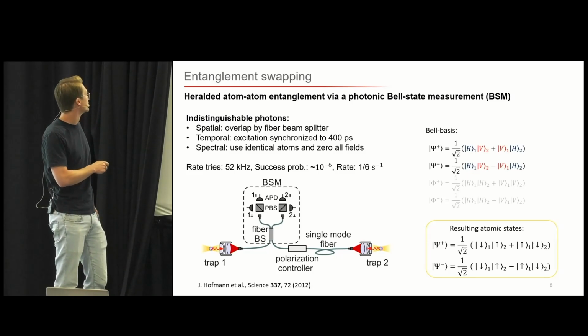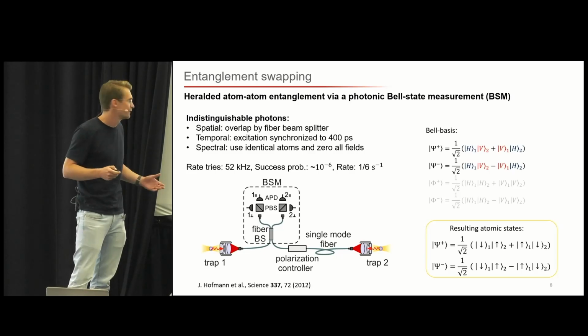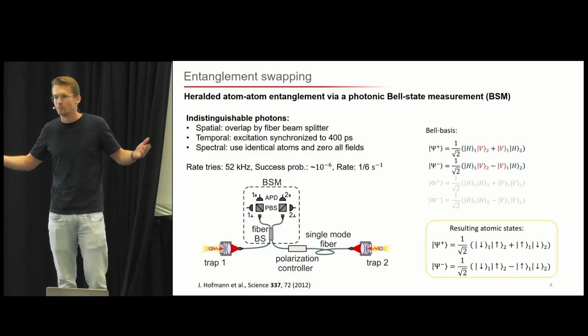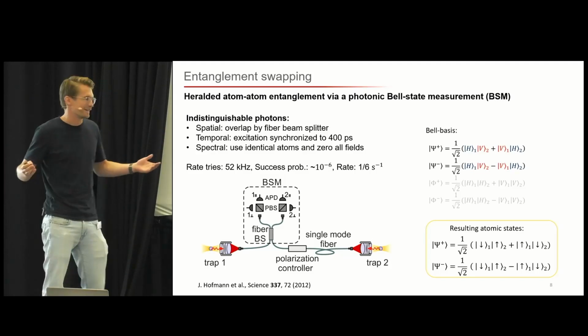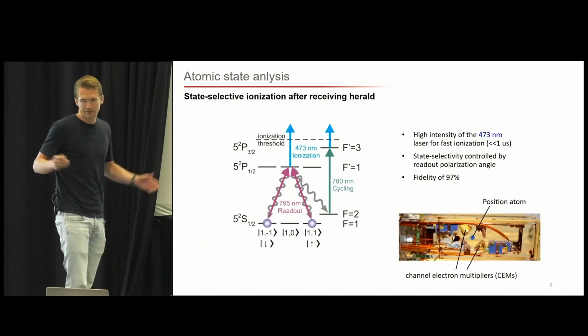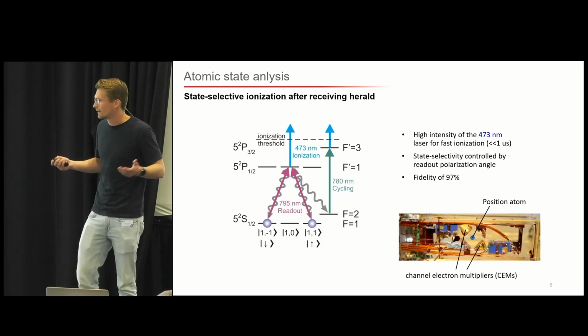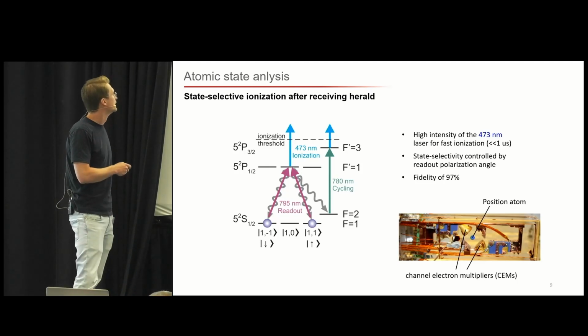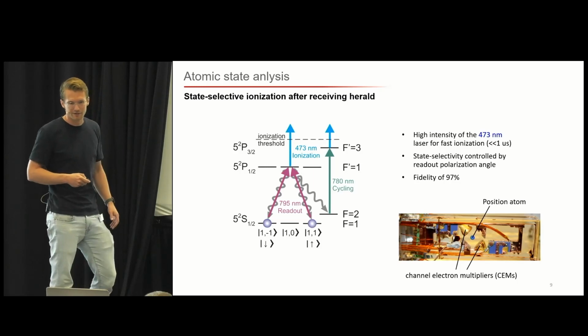However, we can repeat the tries quite fast, here at 52 kilohertz. So we expect the rate of this atom-atom entanglement of around 1 success in 6 seconds. Okay, after having this herald, after generating the entanglement between the 2 atoms, we can read out our atomic states. This we do by a state-selective ionization scheme.